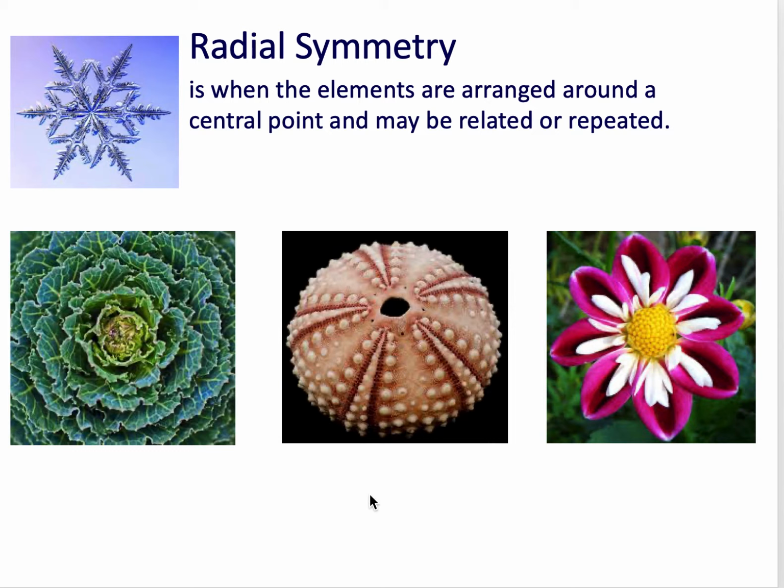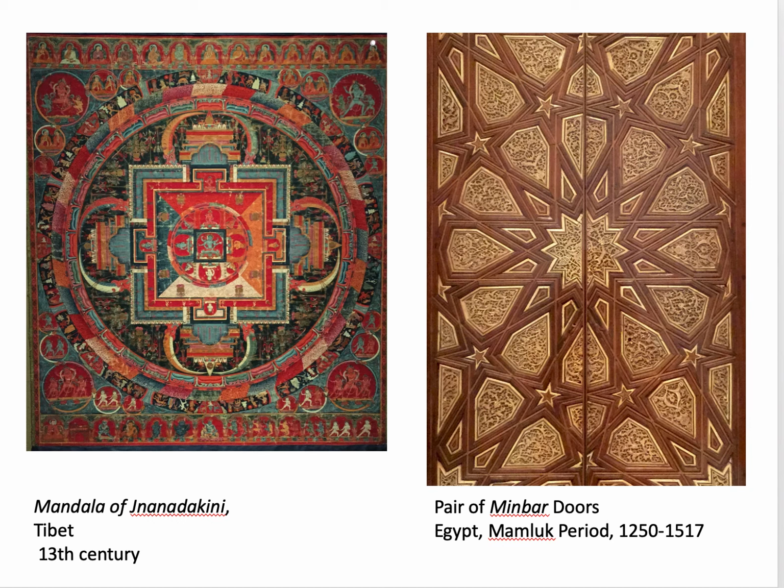So radial symmetry originates really from nature, actually. We find it in many, many things out there in the natural world. And it's when things are arranged around a central point and they radiate out from that center point. Here's an example of it actually being used in things that people have created. So we have a mandala and we have this set of doors. So that is our radial symmetry.